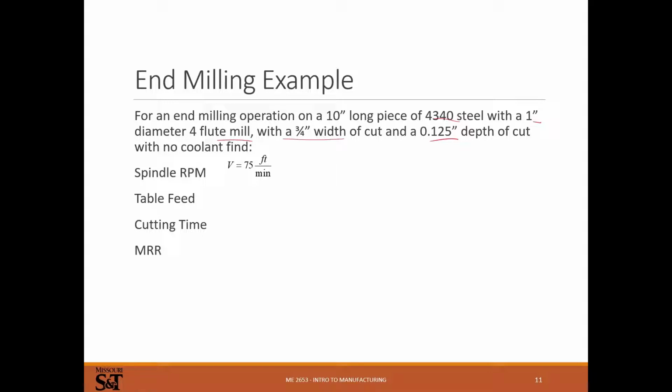So again, I need surface speed. Where does that come from? I looked it up in a table. Somewhere around 50 to 100 seems about right for 4340. So I went in the middle with 75 feet per minute. Note that's a lot slower than aluminum. To calculate RPM, again, I just put into the equation 12 times 75 times pi over 1 inch. 286 RPM. Now a lot slower than the aluminum, about a quarter as fast.